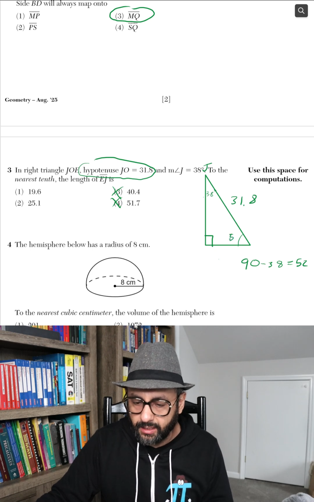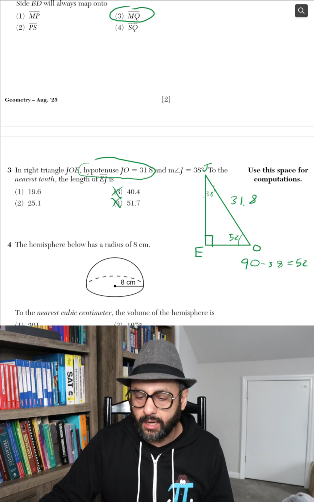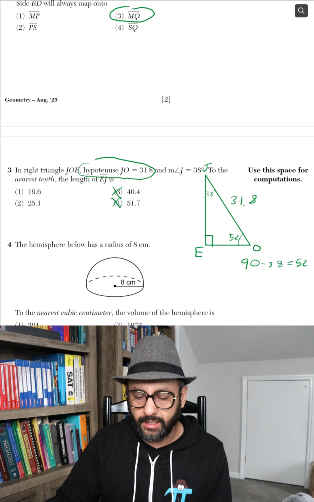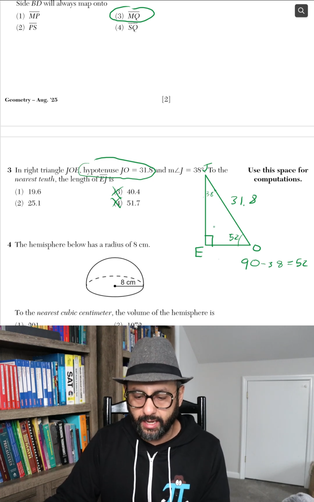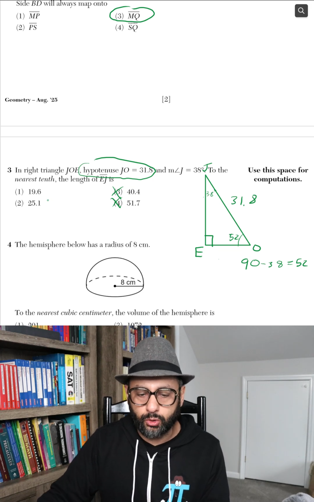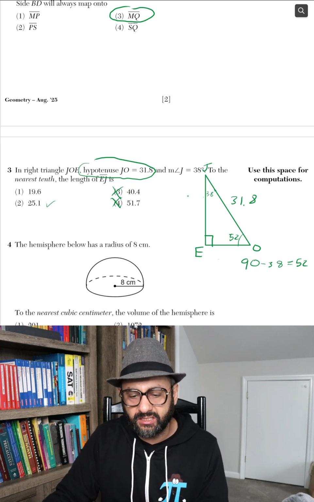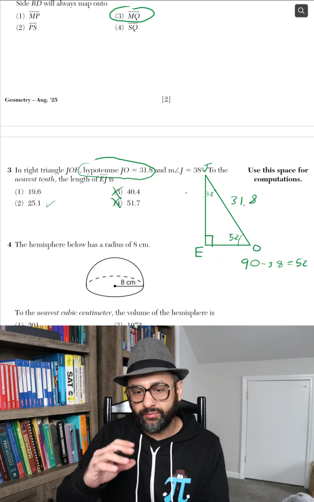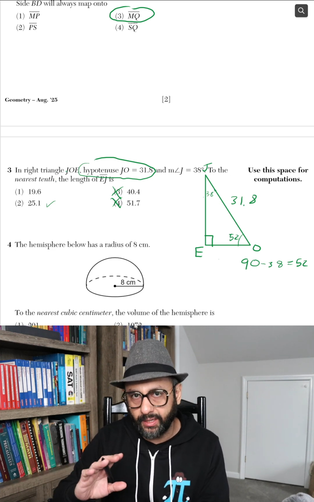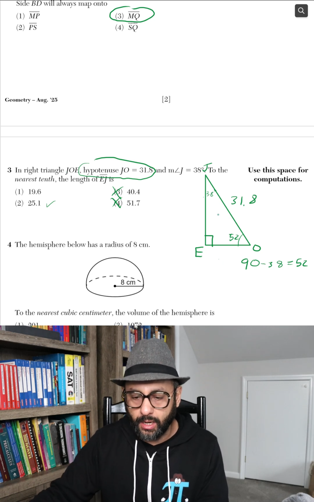Given that 52, we could actually say that this is O, this is E now. We could say that the altitude going vertically is the longer leg of the right triangle, so JE is the longer leg, and EO is the shorter leg of this right triangle, which makes 25 a really nice, favorable answer. But we don't know if that's what it is. But 19.6 is still more than half of 31.8. So we do have to do some good math to figure out what it is.